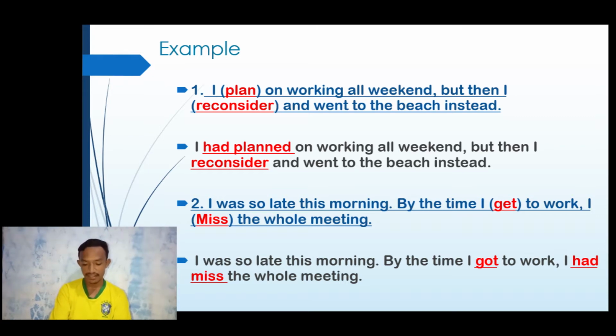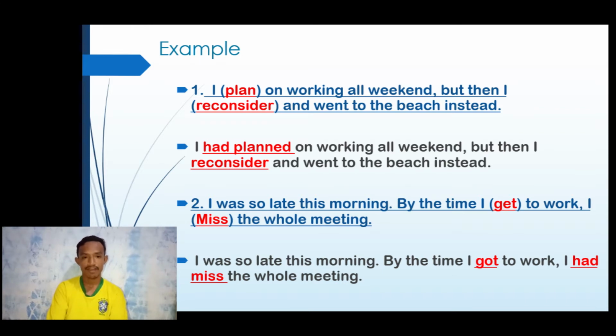I was late this morning. By the time I got to work, I missed the whole meeting. So, answer number 2 is: I was so late this morning. By the time I got to work, I had missed the whole meeting. That's an example of the simple past and past perfect on page 75. Thank you.